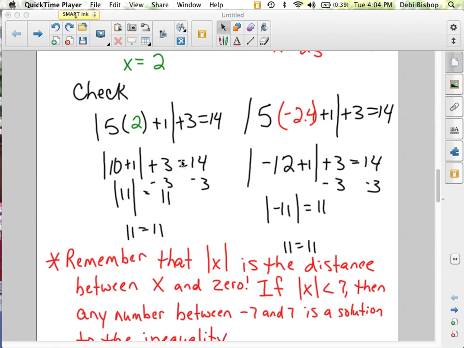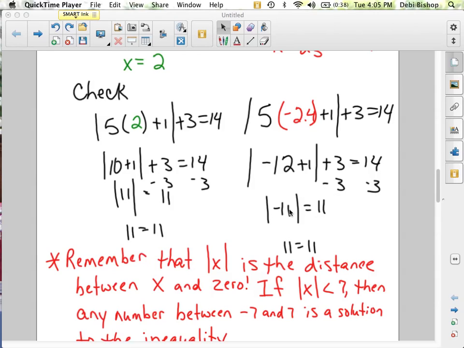And then on the other side, the absolute value of 5 times negative 2.4 plus 1, in absolute value, plus 3 equals 14. Again, I subtracted out the 3 on both sides, but you can also add it in there. So negative 12 plus 1 is negative 11. If you subtract out the 3, you can see 11 equals 11.